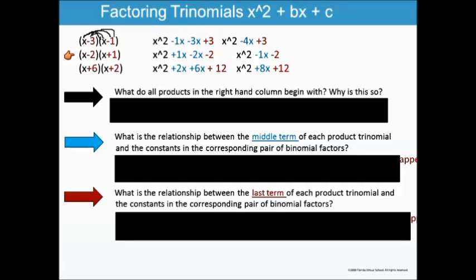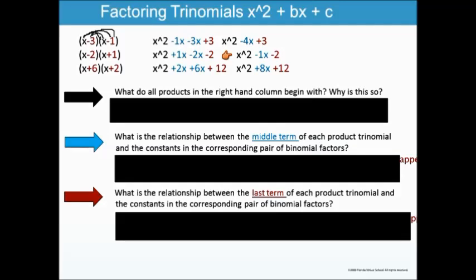Let's look at a second example. We'll use that distributive method again. x times x giving x squared, x times 1 giving 1x, -2 times x giving -2x, and -2 times 1 giving -2. Our next step is to simplify by combining like terms. I can combine 1x and -2x to give -1x. My final simplified trinomial here will be x squared minus 1x minus 2.